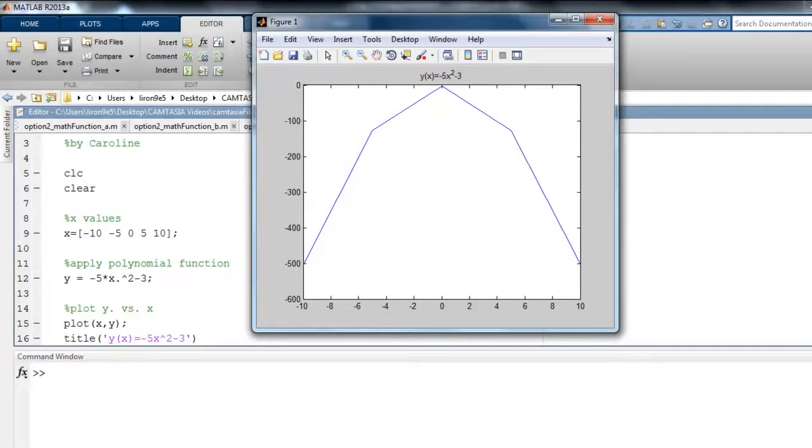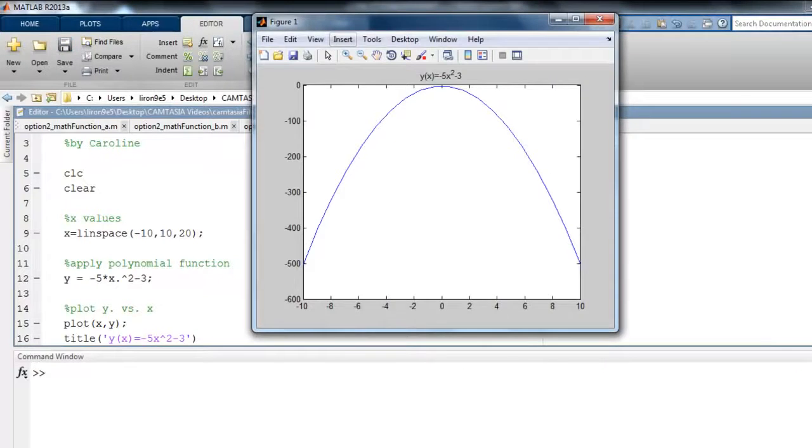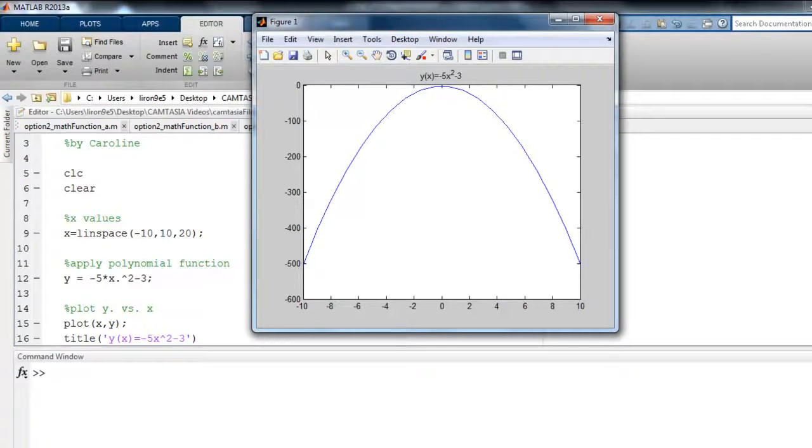Now, same as before, it looks not really smooth. So in order to add more points, don't even try adding a single one. Go ahead and do linspace immediately. We wanted to go from -10 to 10, but let's do 20 points instead. And run. Now it's curvy, and it looks like the curve of -5x squared minus 3. So remember, we really don't want to do vector operation at this time. We want to do element per element.